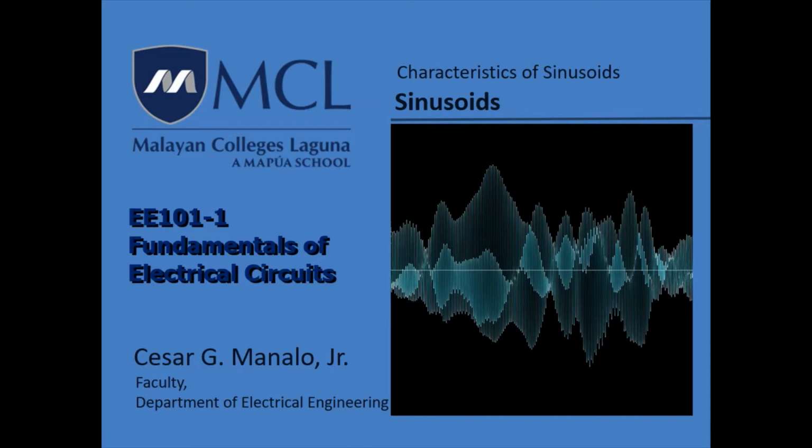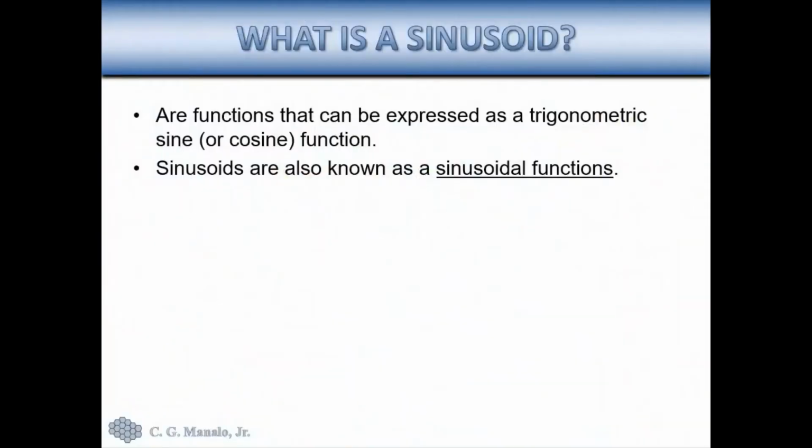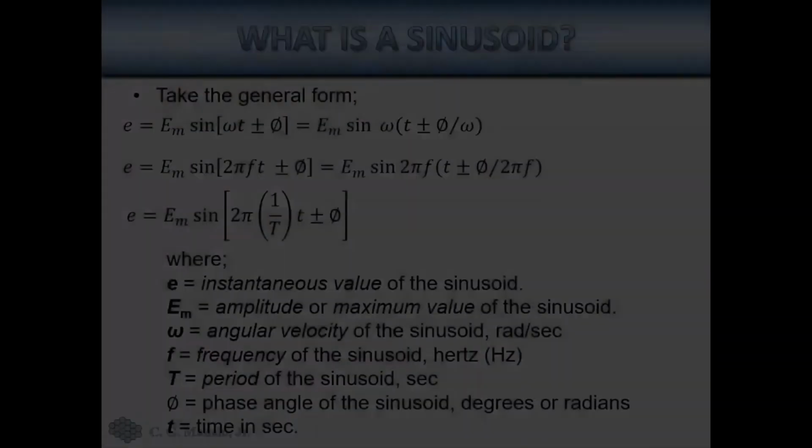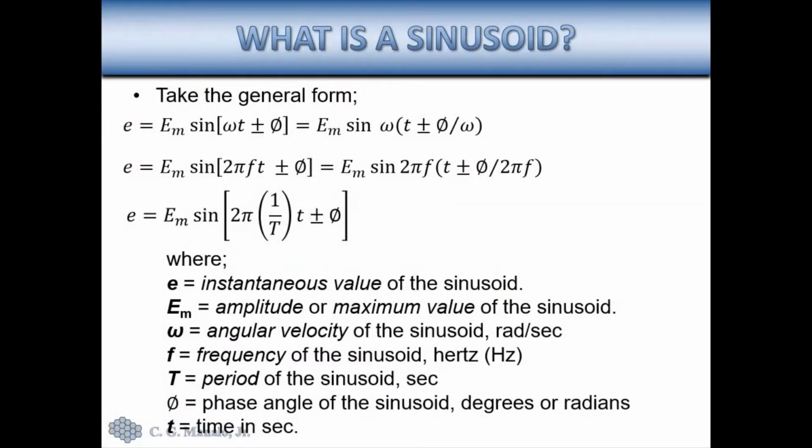In this video, we'll take a look at sinusoids, what makes a sinusoid, and their attributes. So what are sinusoids? Any function that can be expressed by a trigonometric sine or a cosine function is a sinusoid. Sinusoids are also known as sinusoidal functions. So what does a sinusoid look like mathematically?